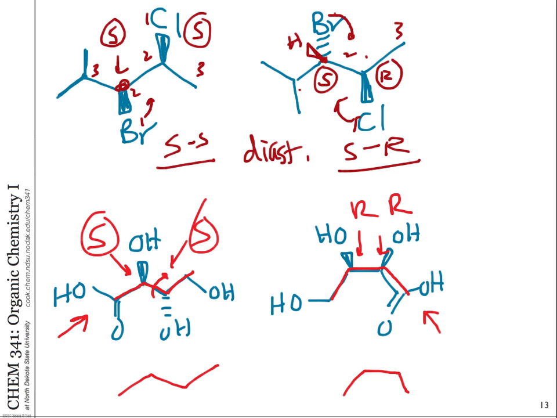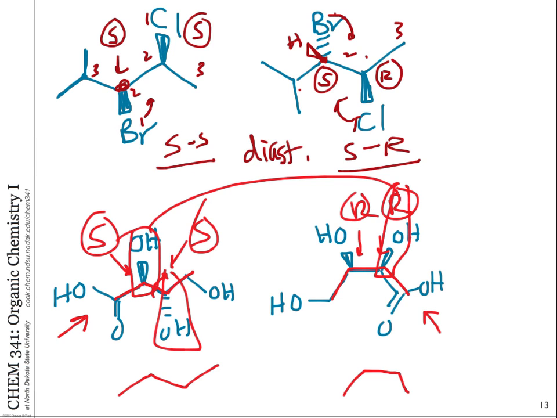Both positions switched completely. All the stereocenters in the molecule are mirror images of the other, and so those have to be enantiomers. And again, we're comparing this center S with this one on the right, R, and this one in the middle is S compared to this one as R.